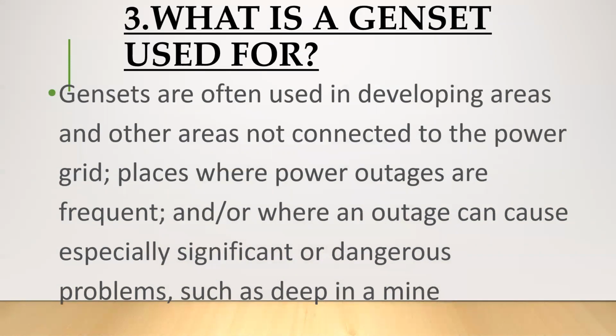So, in simple and short words, gensets are often used in developing areas and areas where it is not connected easily to the power grid, or the power grid is very far away from the genset, and places where power outages are frequent and where an outage can become dangerous. So for example, gensets are often used deep in a mine.